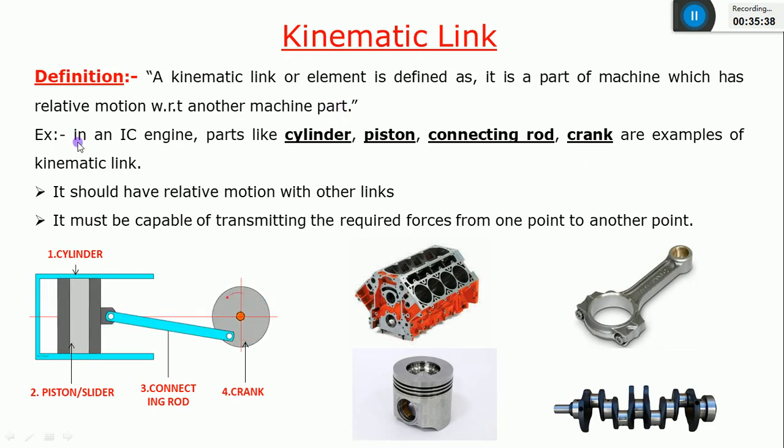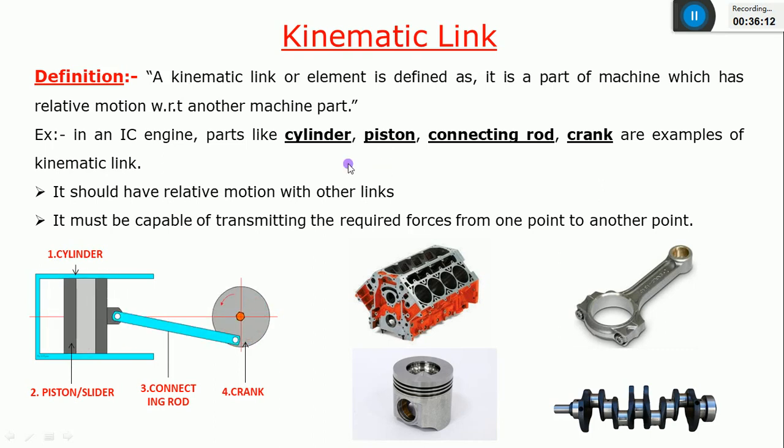So example is the cylinder is one kinematic link, piston is one element or link, connecting rod is one more kinematic link, and crank is one more kinematic link. It means this machine or mechanism is made of 4 separate parts: cylinder, piston, connecting rod, crank. So I can call these 4 parts as 4 links. So it means an IC engine is having 4 kinematic links: cylinder, piston, connecting rod, crank.